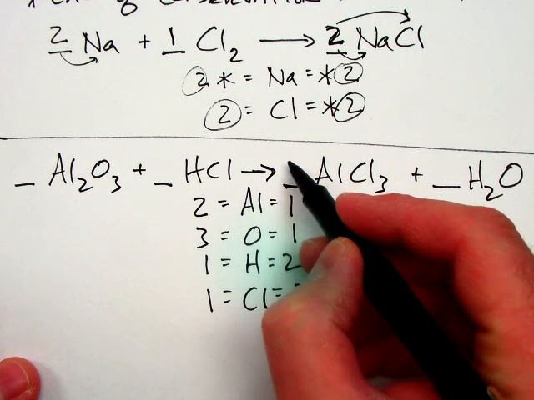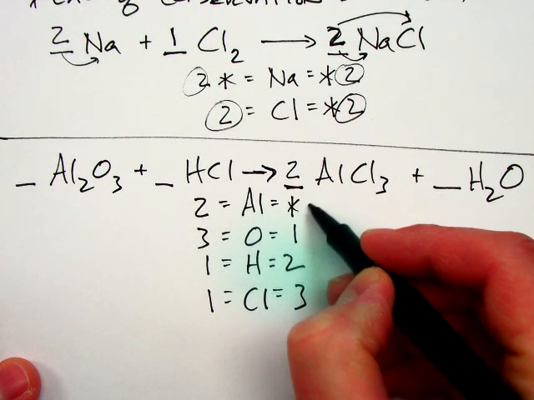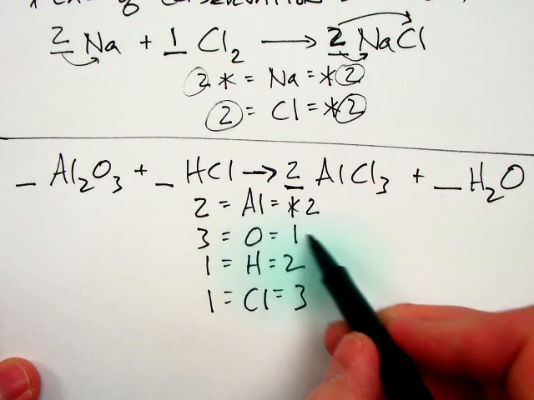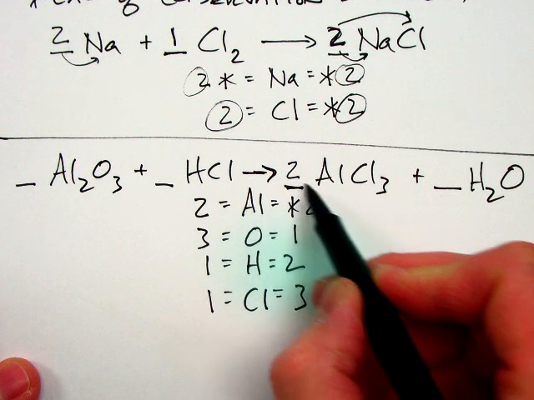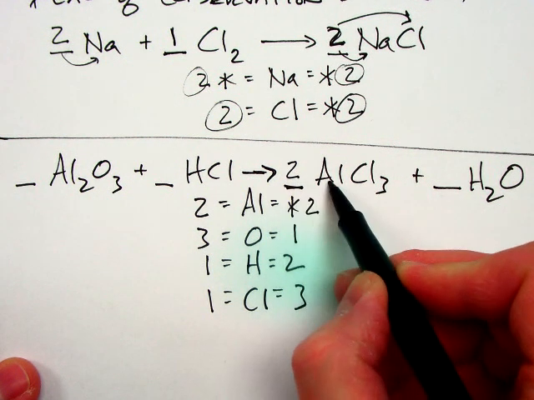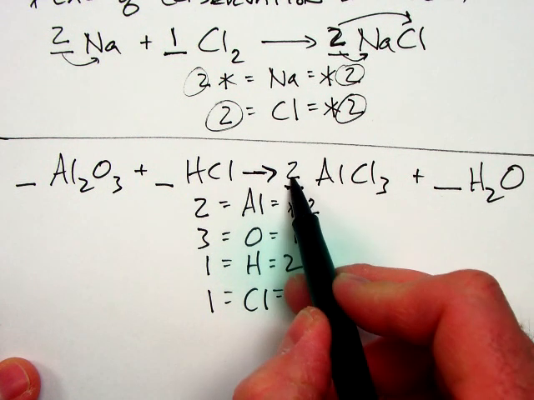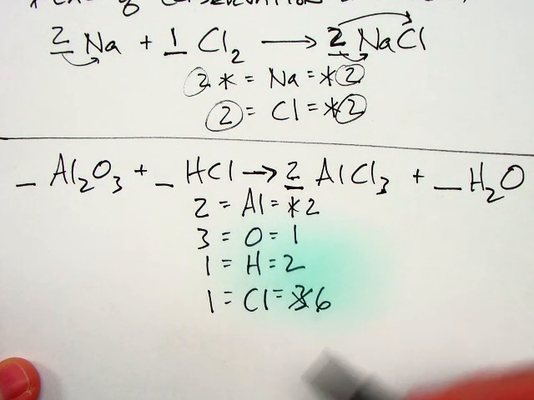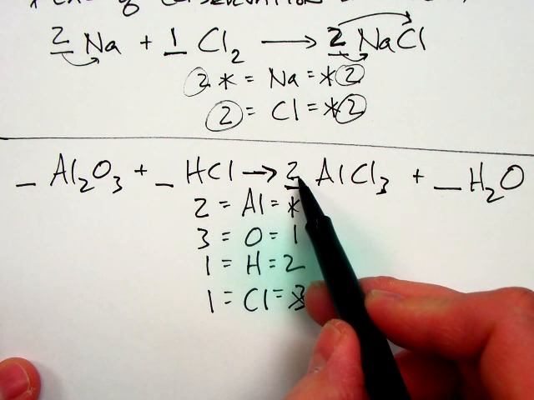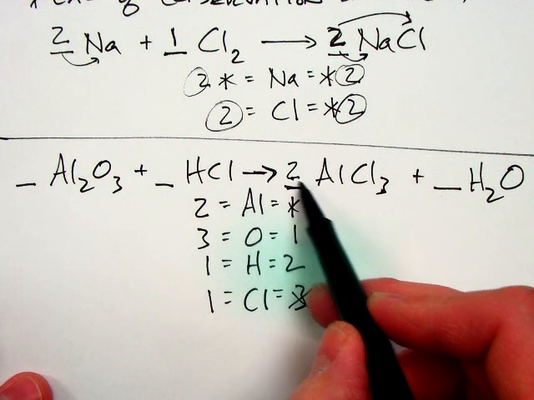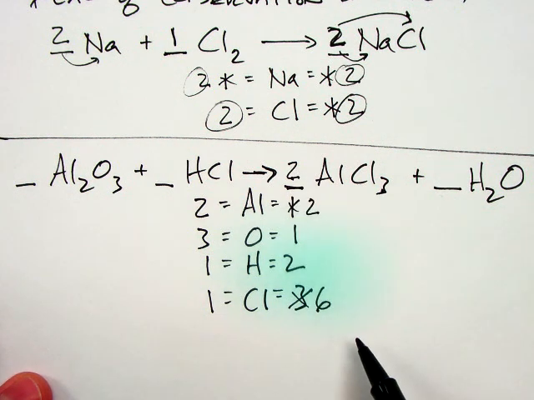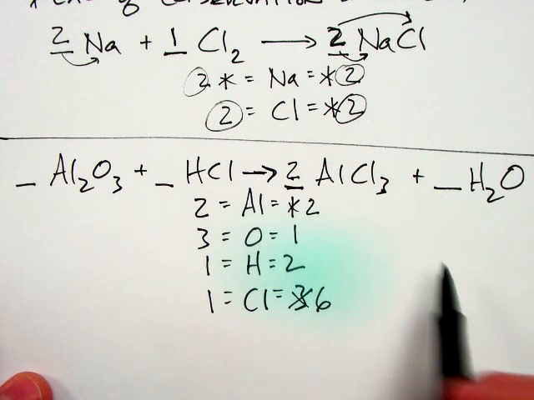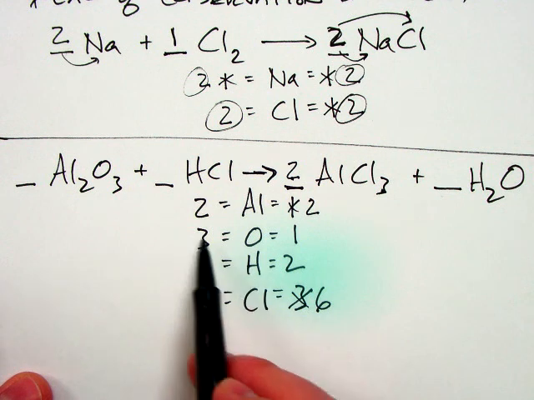So I'm going to go with Al's because it's just first. I'm going to put a 2 in front there. Now this gives 2 Al's, but now I have 2 times the 3 Cl's, which makes a total of 6. So when you put a number in front, it can sometimes affect more than one element. So now my Al's are balanced.